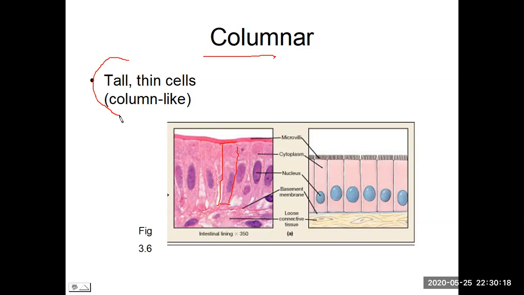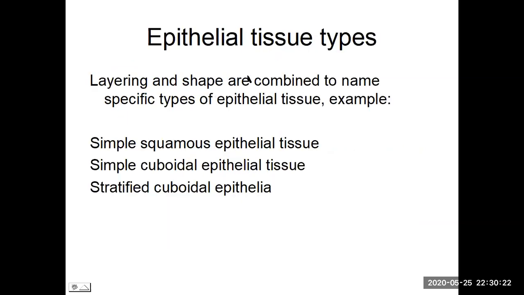The third part of the name is now just the tissue group. So we'll put this together. When we want to name specific types of epithelial tissues, we typically first start with the layering mechanism: simple, stratified, pseudostratified. The second part of the name is the shape: squamous, cuboidal, columnar. And then the third part of the name is the category. So we could say epithelial tissue.